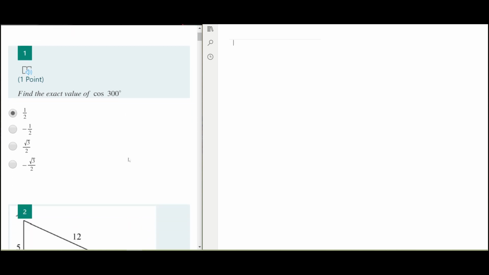All right, so let's look at the first question here. It says find the exact value of cosine of 300 degrees. So the first thing you want to do when they're asking you to find the value of a sine or a cosine or tangent is to show your work by drawing, not necessarily the unit circle, but at least draw the angle. So we have 300 degrees, right?